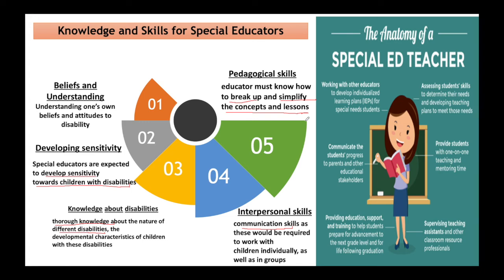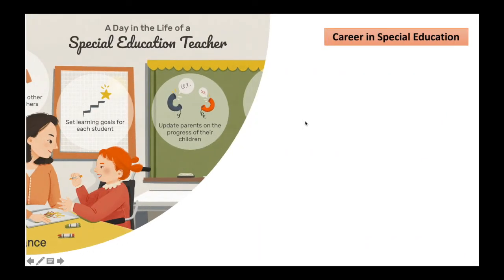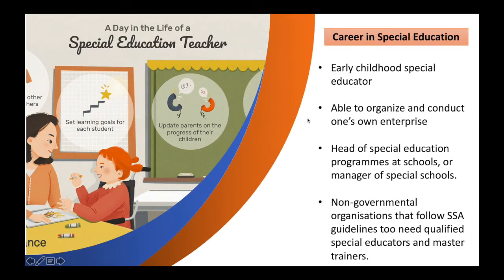There is a wide scope in this field. One can start the career as an early childhood special educator. With a few years of experience, one can work as head of special education programs at schools, or a manager of special schools. Special educators and trainers are also required in NGOs that follow SSA guidelines. One can also become an entrepreneur by opening special education schools or counseling centers for parents.